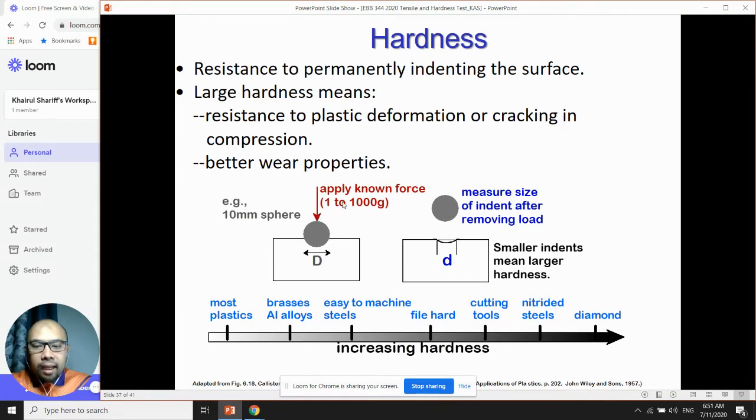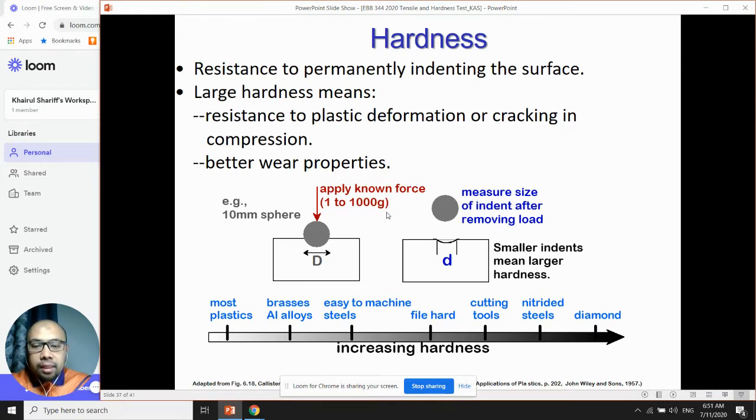Here is a schematic diagram that shows how the hardness test is done. For the hardness test we have different types of hardness test. I do believe you already know what types of hardness test are available out there. But here I want to share with you the mechanism of the hardness test.